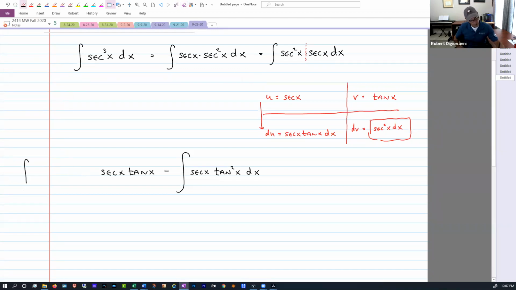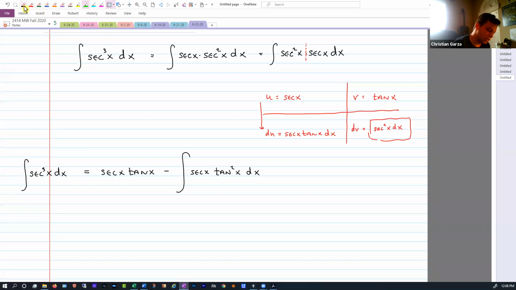I'll give you a slight hint. Here's the original integral, and we're saying it's equal to that. That's the original problem: secant cubed x dx is equal to that. Would we be able to rewrite the tangent squared as secant squared x minus 1 and then distribute the secant x? Absolutely. And if you did that, wouldn't you get a secant cubed somewhere? Yeah. So the original integral that you're actually looking for is going to appear again on the right-hand side.